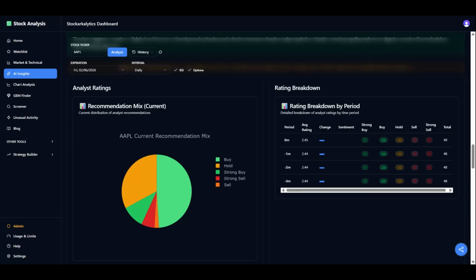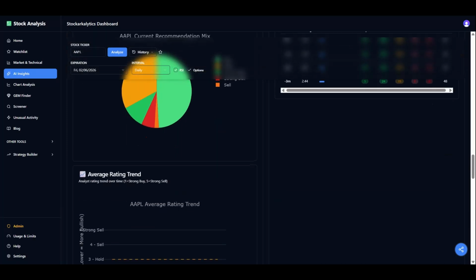What I look for here is trend. Are buy ratings increasing and sell ratings decreasing, or is it the opposite? That gives you direction, not just a snapshot.